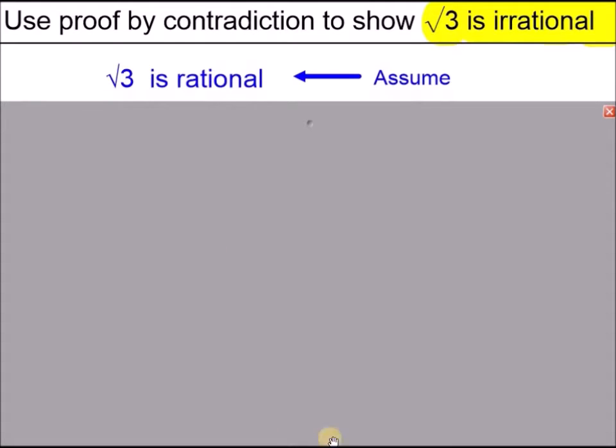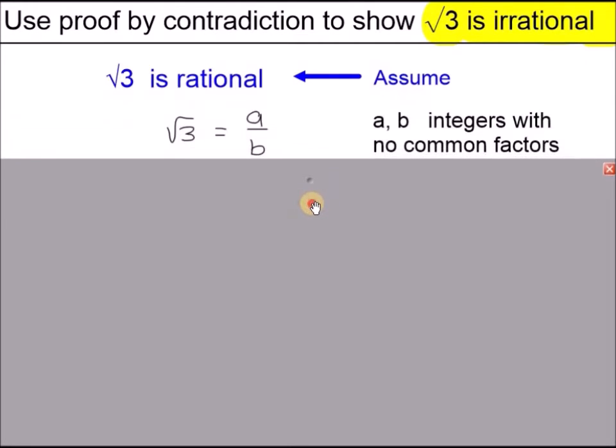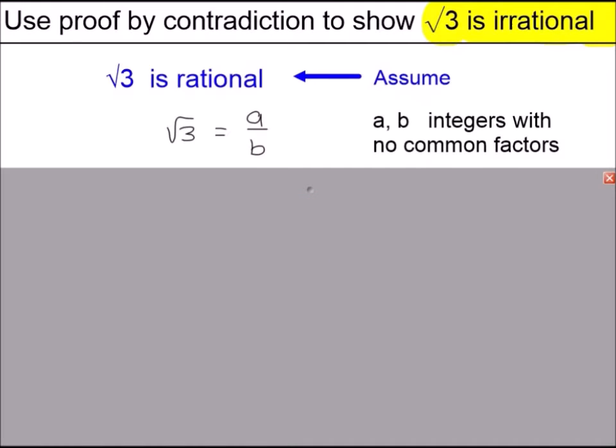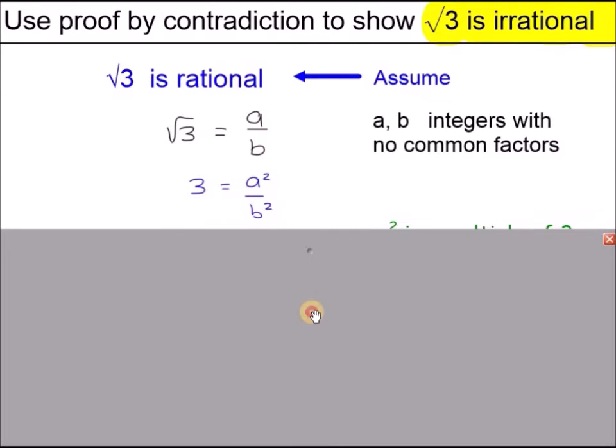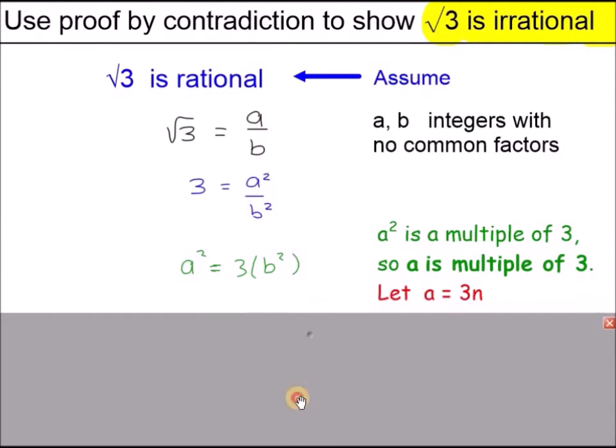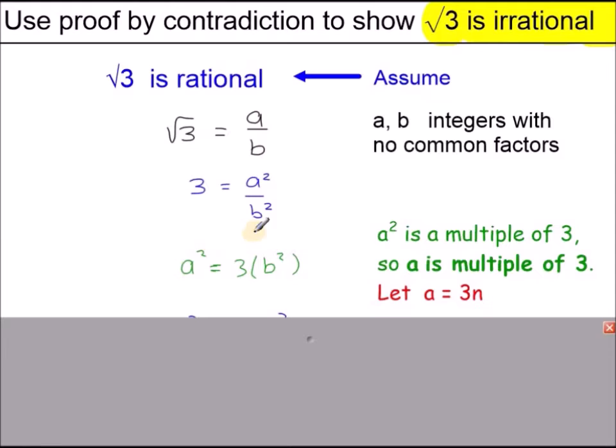So we start off by assuming that root 3 is rational. So we're contradicting this statement. So we write root 3 as a fraction where a and b are integers with no common factors. We square both sides, rearrange to make a squared the subject, and we see that a squared is a multiple of 3.